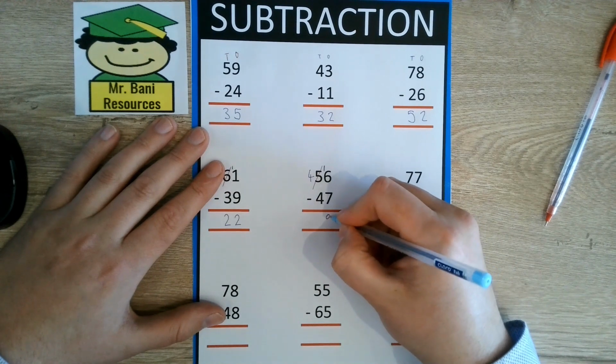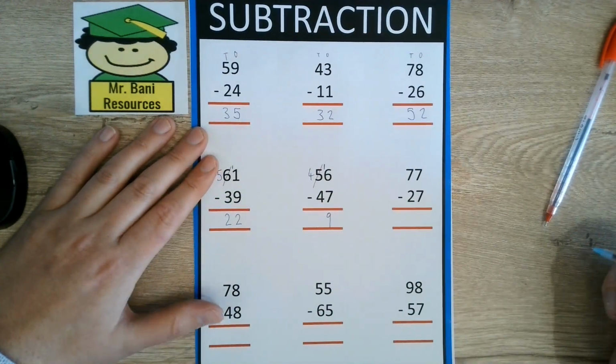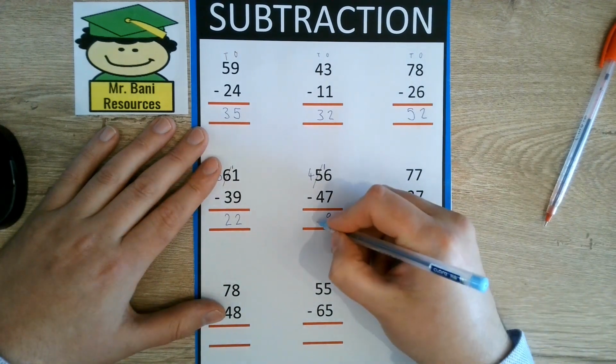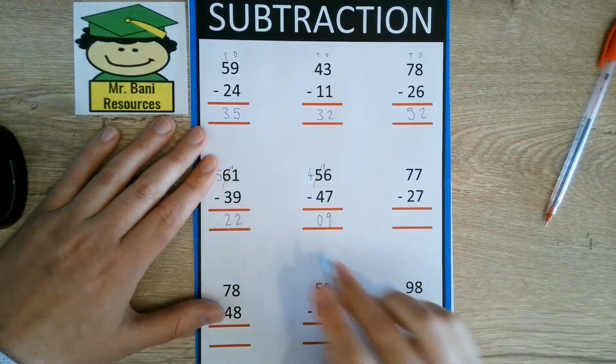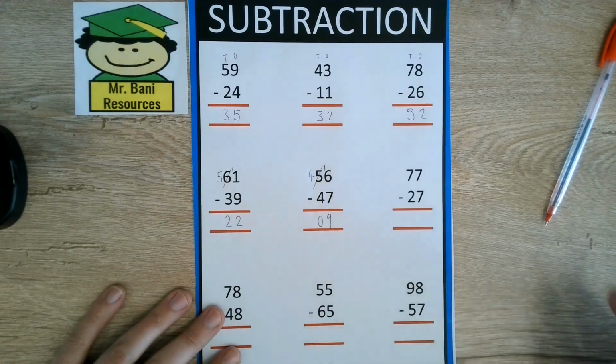We have 9 left. I'm going to write it underneath. What's 4 take away 4? 0. So you can leave it blank or you can put a 0 there. What's my answer? 9. 56 take away 47 is 9.